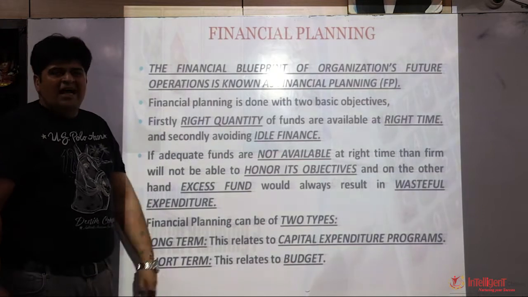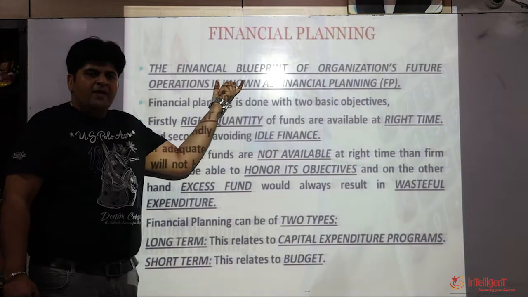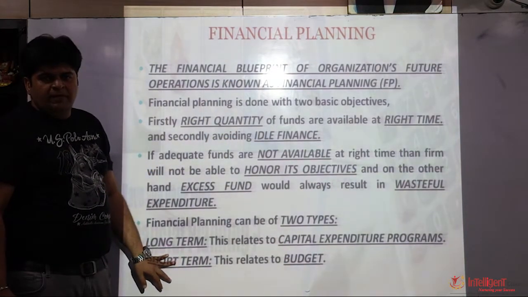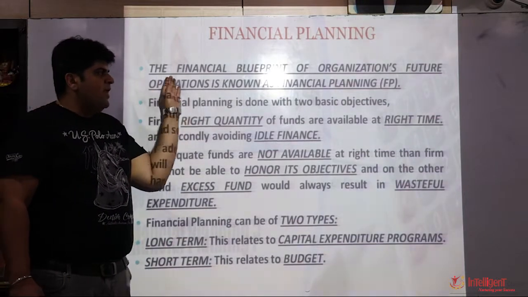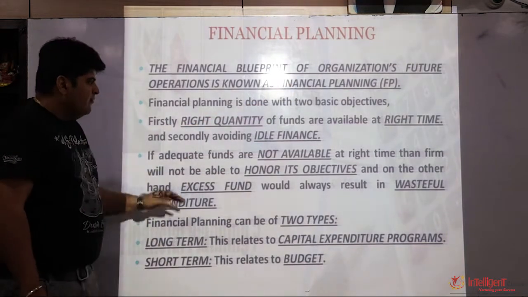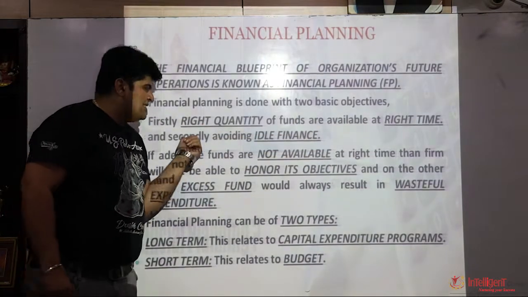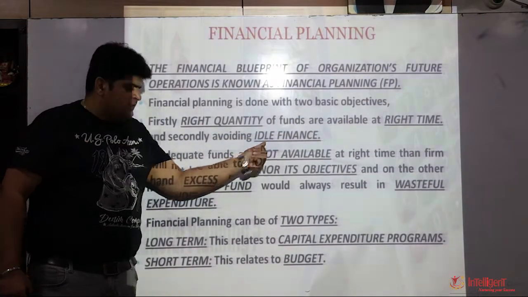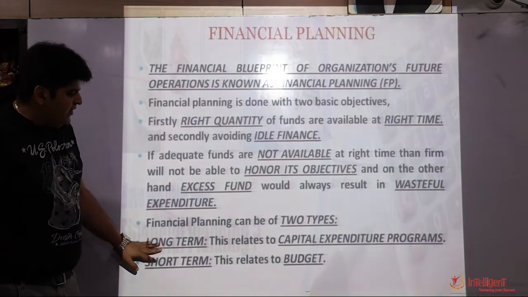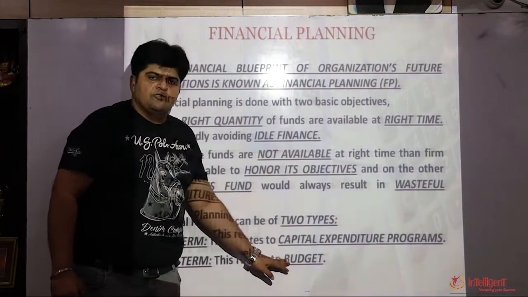Quickly recapping the entire slide, what we have learned on this slide. We have learned what we mean by financial plan, what the objectives of having a financial plan are, and what the types of financial plan are. Quickly glancing through, financial plan refers to the blueprint of an organization's future operation. Financial planning is done with a twin objective: right quantity of funds should be available at the right time, and secondly, the firm must avoid idle finance. And every financial plan has two types, long term and short term. Long term financial planning relates to capital expenditure program. Short term financial planning relates to budgeting.